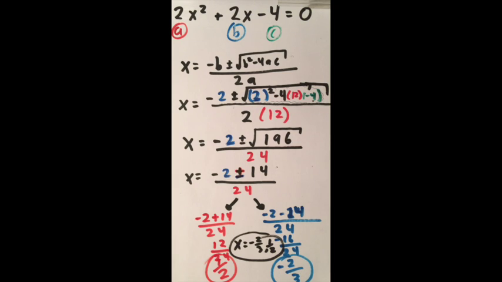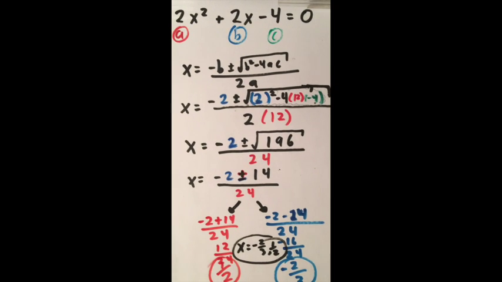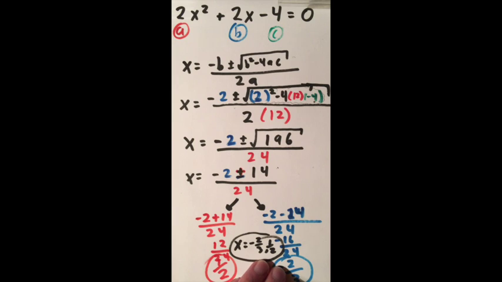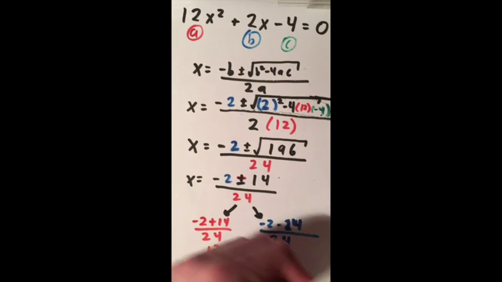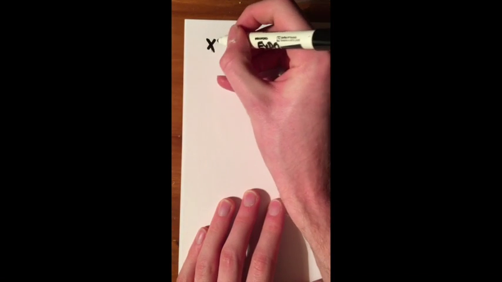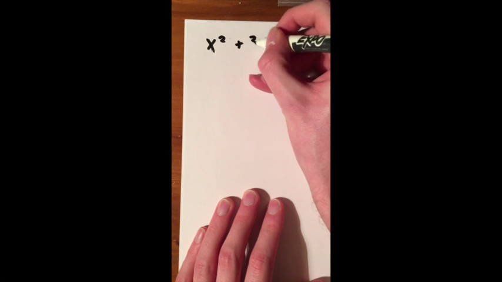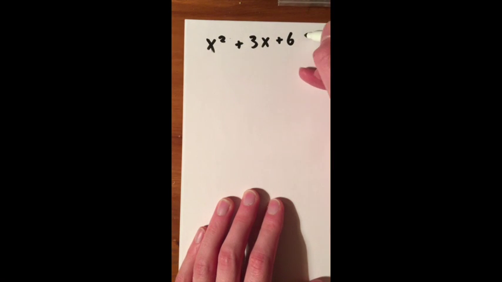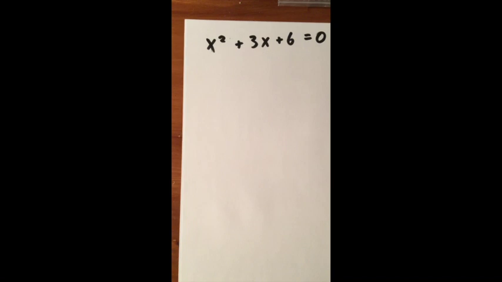So let's go ahead and do another one. Except this one, I'm not going to give you a perfect square. And actually the next one I'm going to give you is going to be number 12. And let's go ahead and remind ourselves what number 12 in the homework is, okay? Number 12 in the homework is x squared plus 3x plus 6 equals 0. Let me double check. Yep.